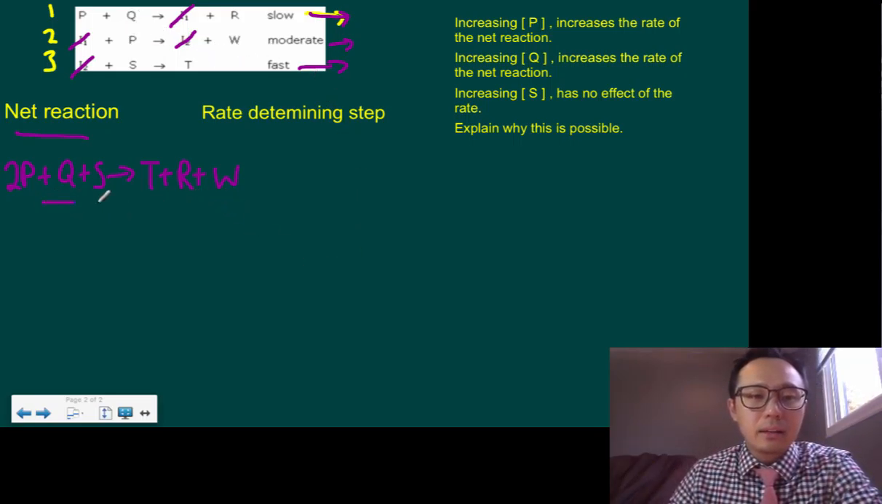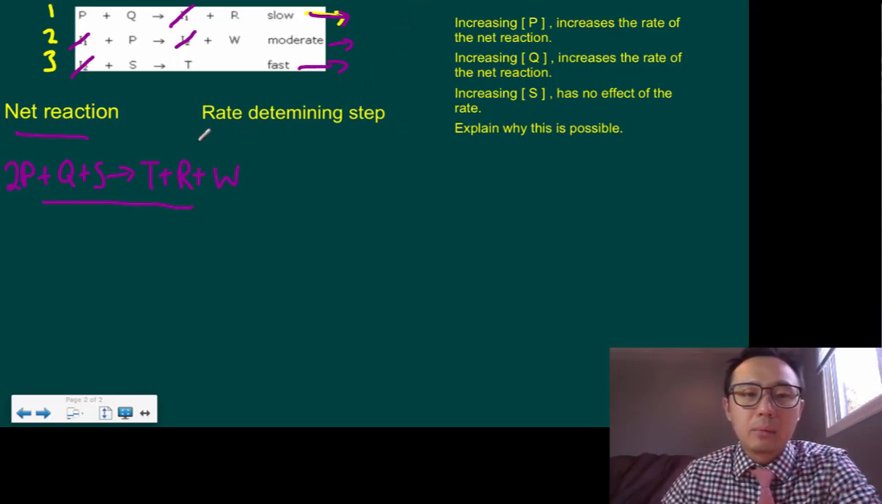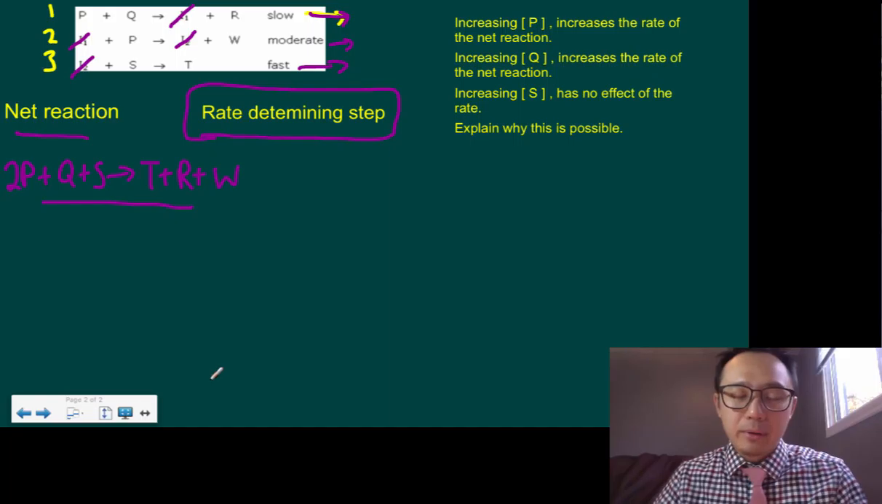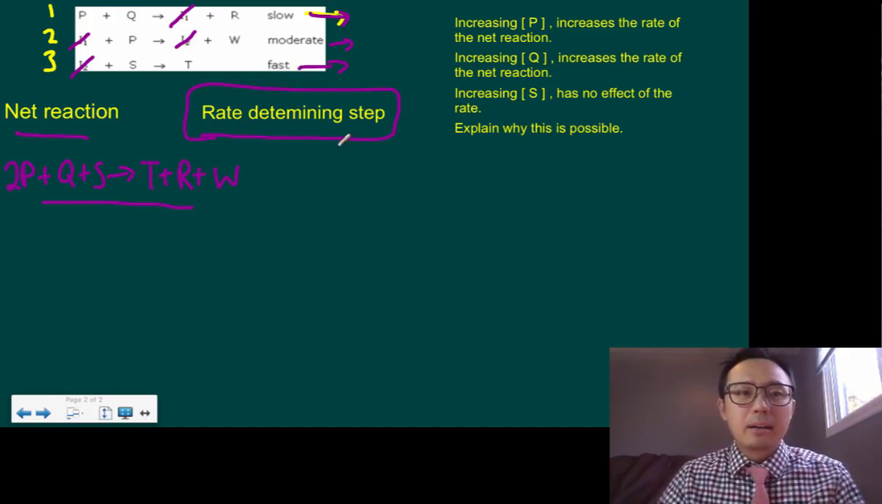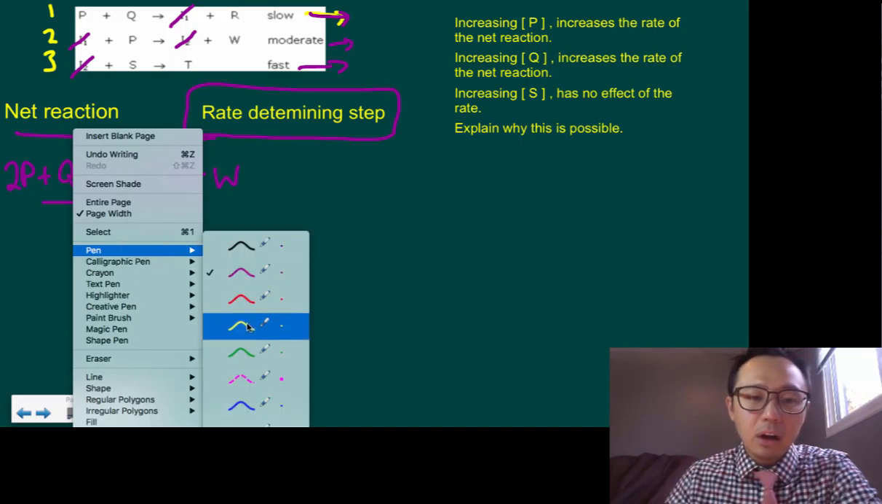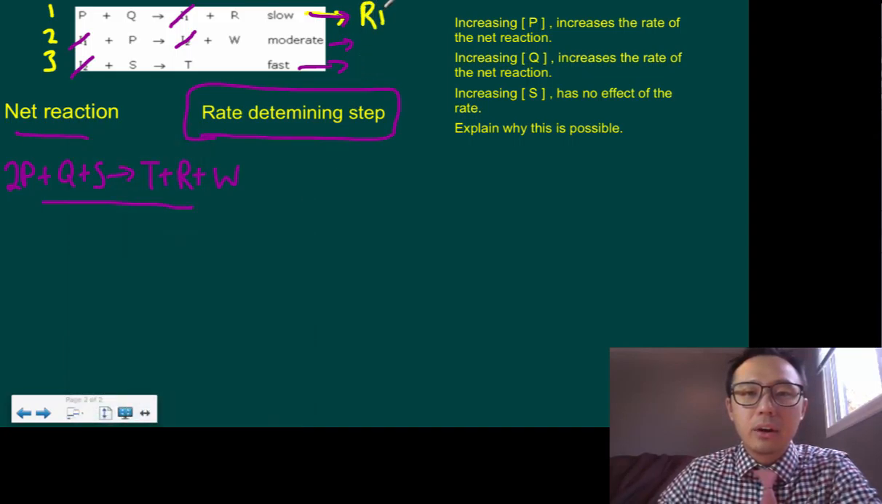So here's the key thing: what's the rate determining step? The rate determining step is the step that the rate will basically be determined by. And when we have these three elementary steps, it's always the slowest one. This one is your RDS.